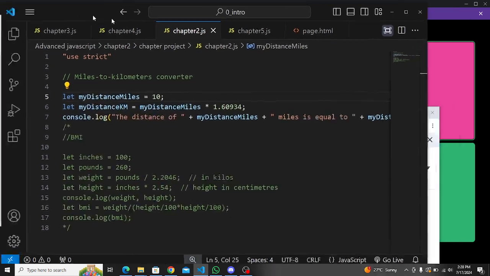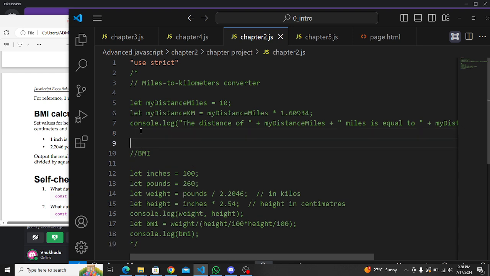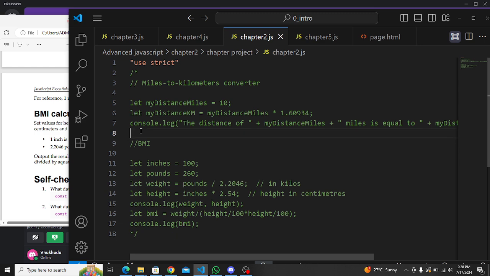So let me just make a space for us to work on our BMI. By the way, this is how I like to comment my code, just to make it a bit clean. Just a second. Then I'm gonna remove this one.